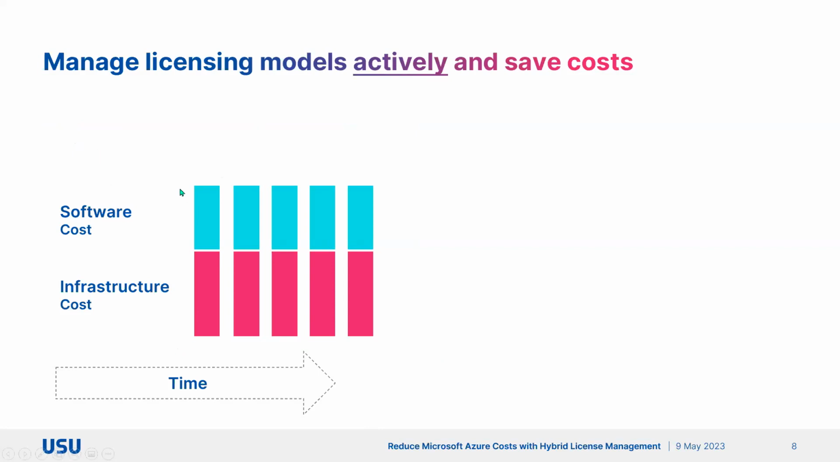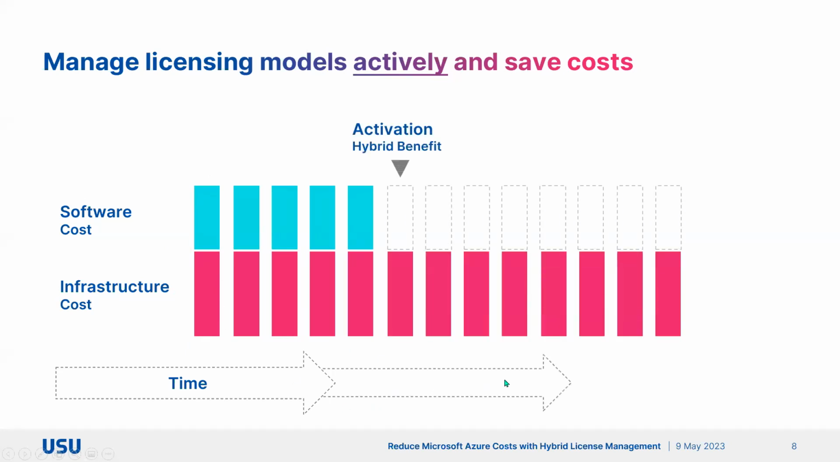And what does it mean? Let's assume here per month we have a certain part infrastructure costs and a certain part software costs for bring your own license for pay-per-use. And then this is a total cost per month. And over time we make the decision because we, for example, sign a contract with Microsoft or renew the enterprise agreement, whatever. So we have licenses now.